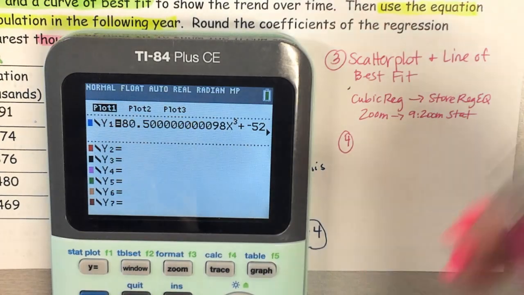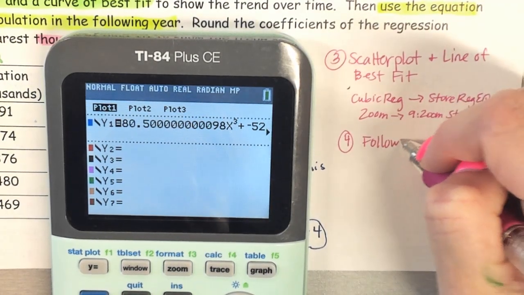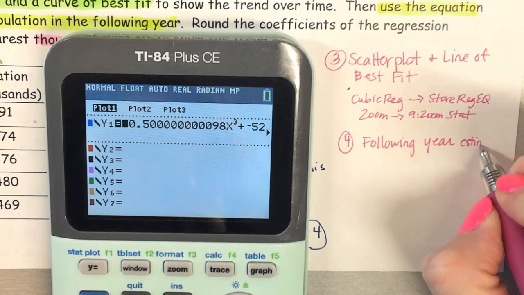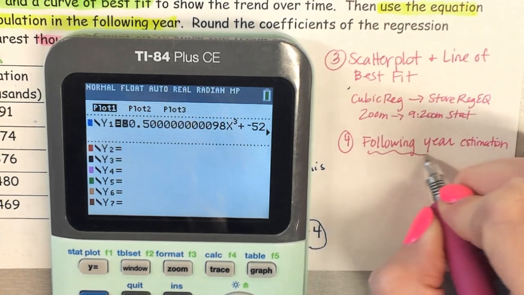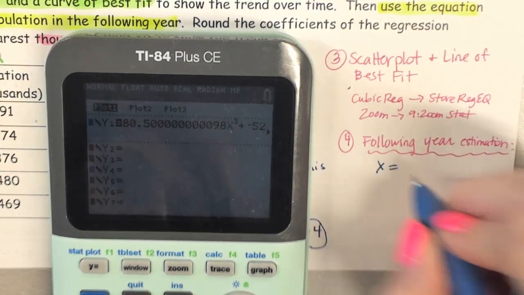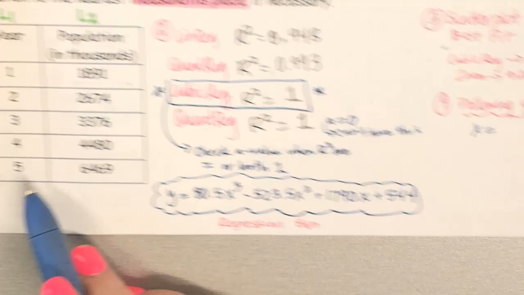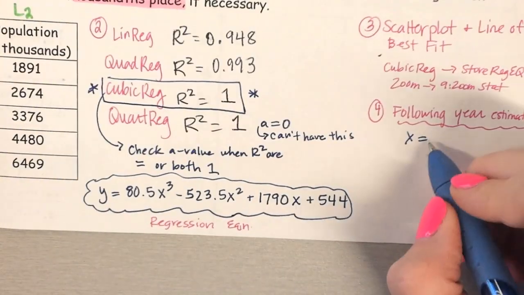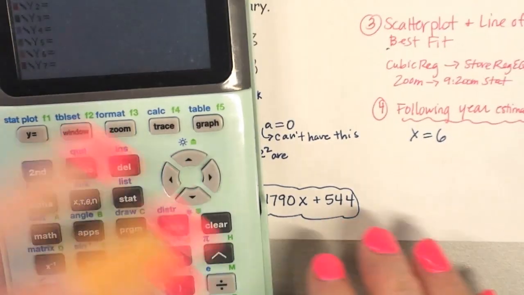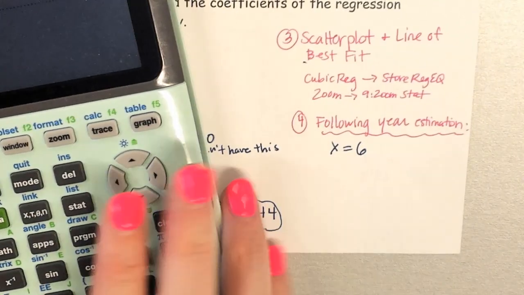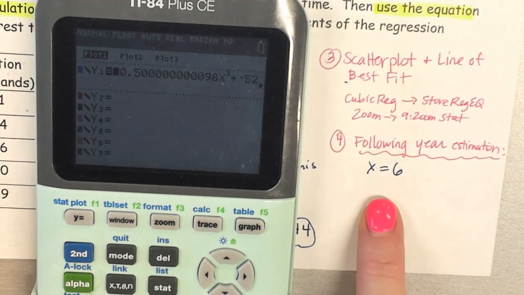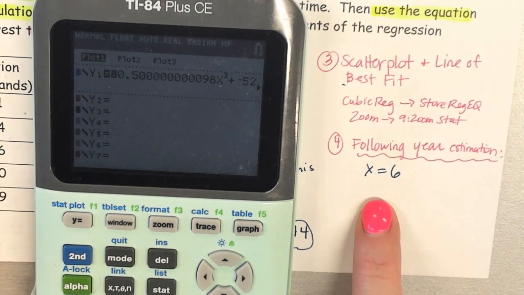In step 4, it says estimate the population the following year. If you're doing the following year estimation, what are you going to look at in your table? What X value? In this case, if you ended with 5, the next year is going to be 6. So X is not always going to be 6. It might be anything. But your value here is going to be 6. Do you guys think you can use the table to try that? Give me a thumbs up if you already did that part.